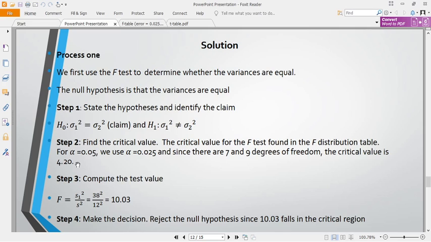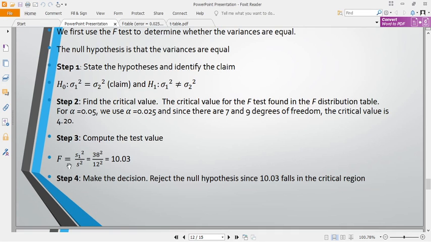Now we compute the test value, and in our next lecture, we shall see how this F formula comes about. For the test value for variance, we divide the bigger variance by the smaller variance. The variances are what we need, but they gave us standard deviations, so you get the variances and then divide. Then we compare the test value with the critical value, and make a decision.